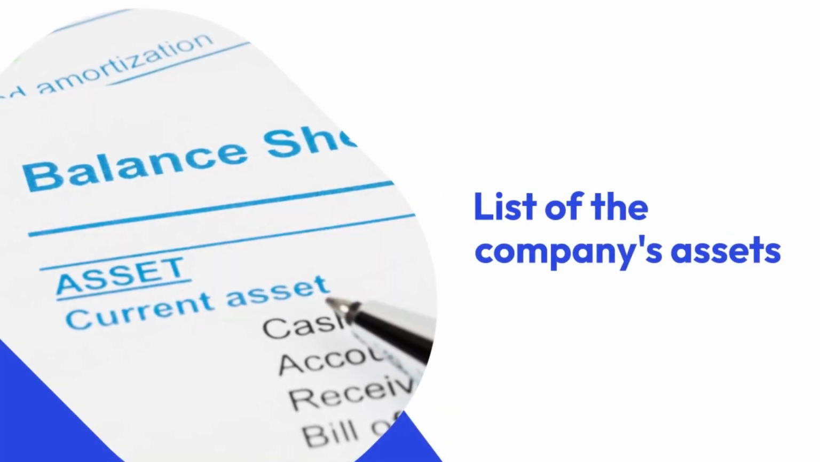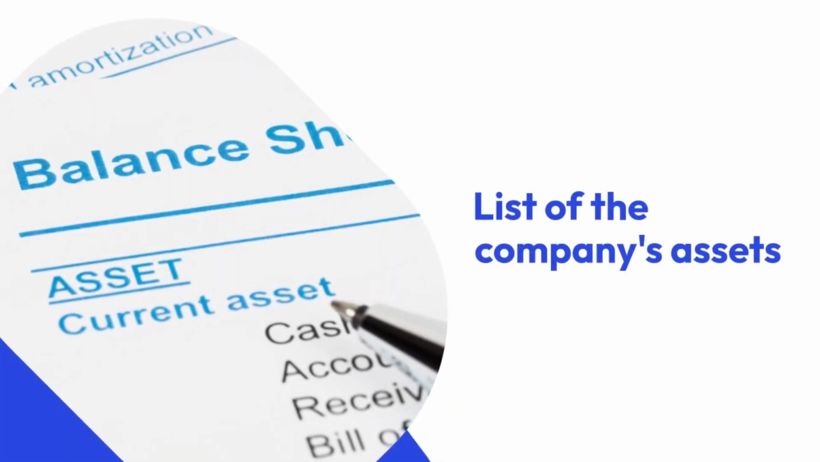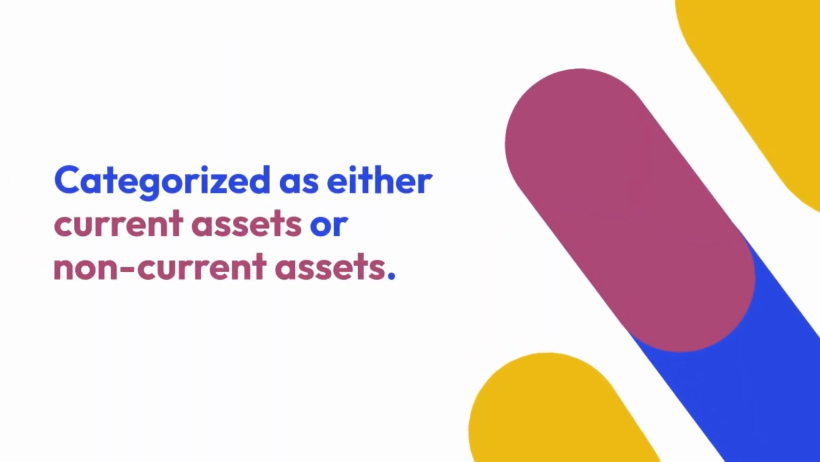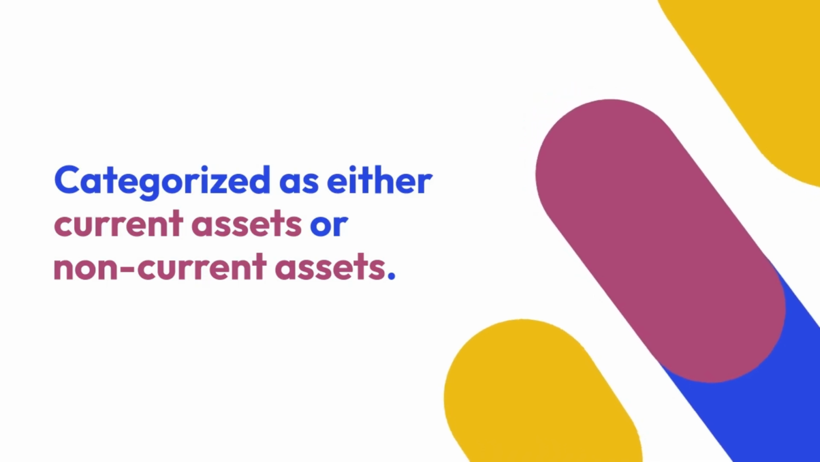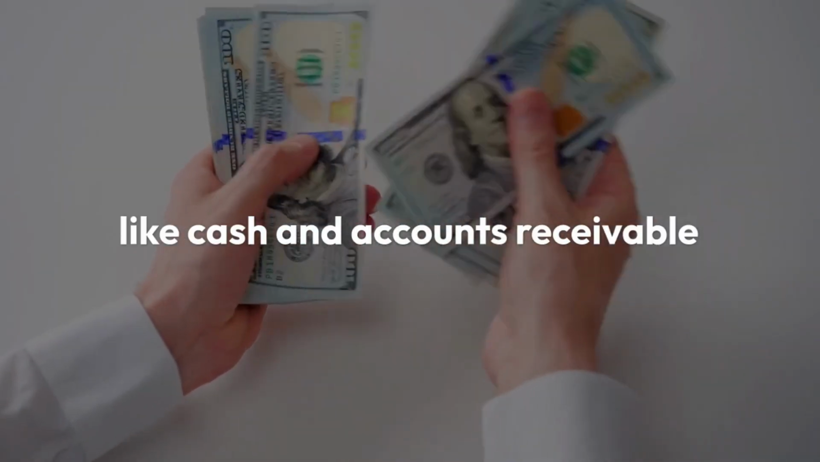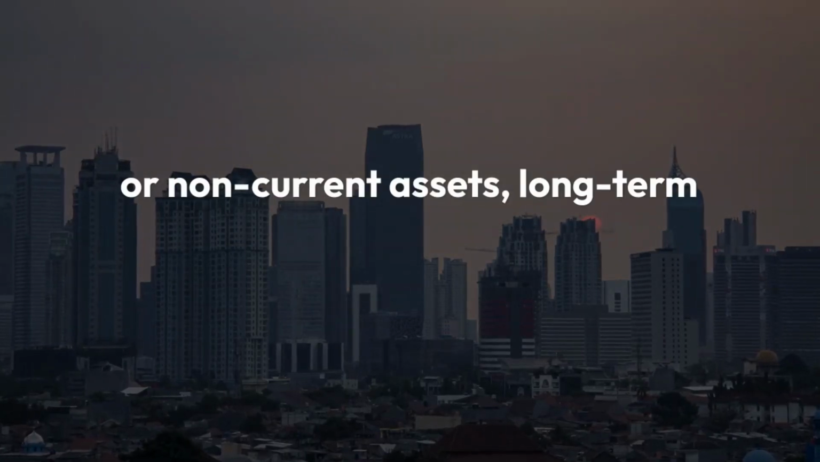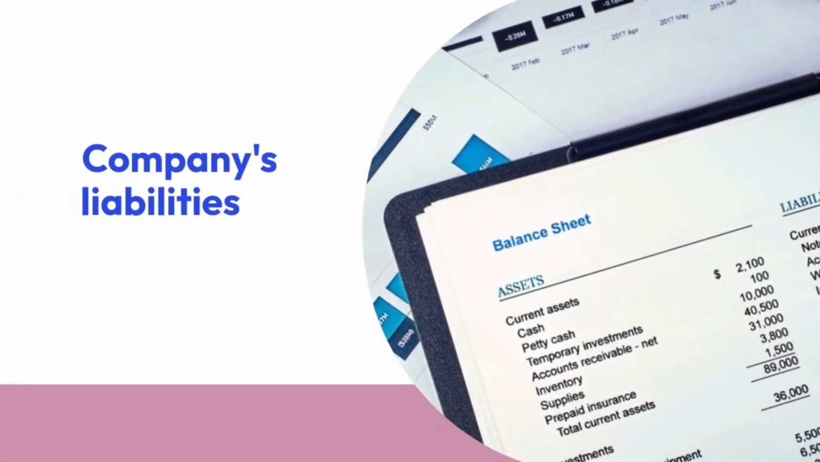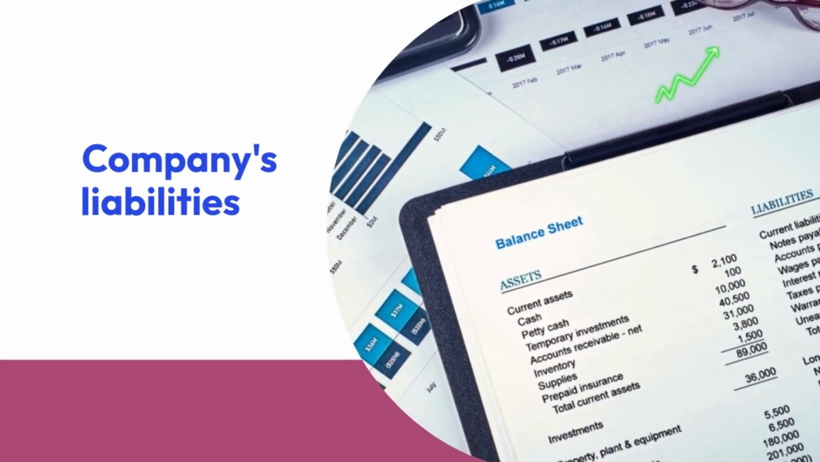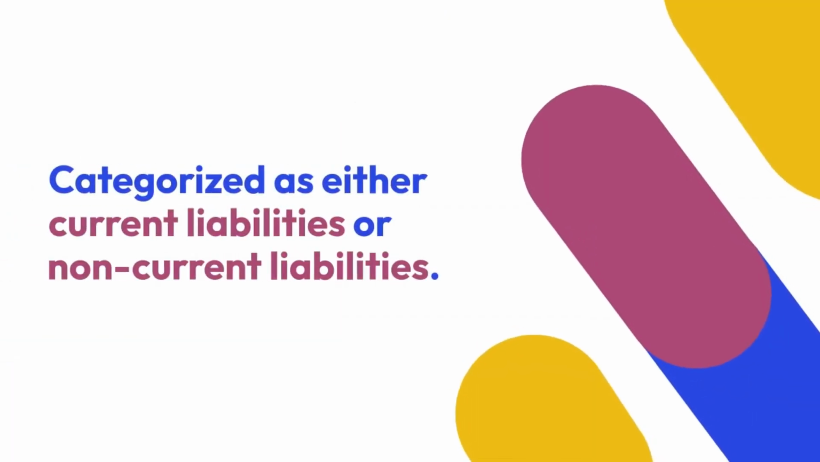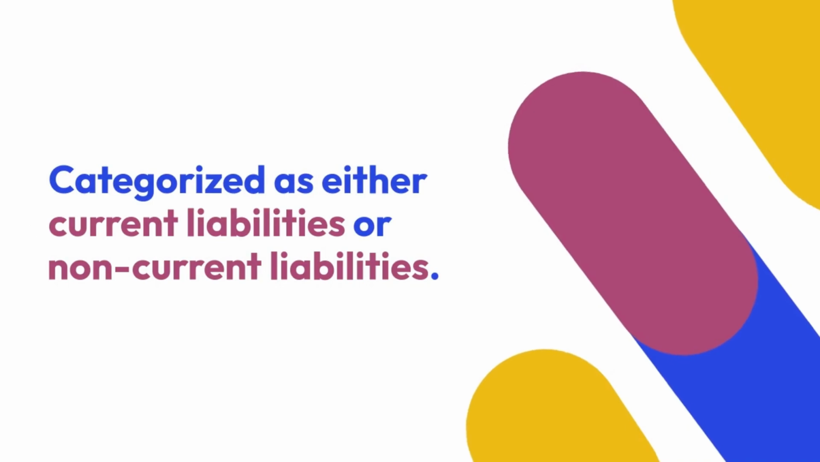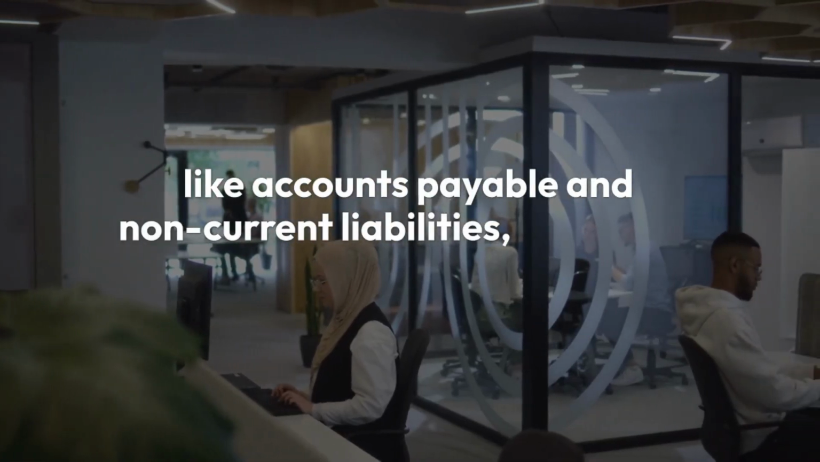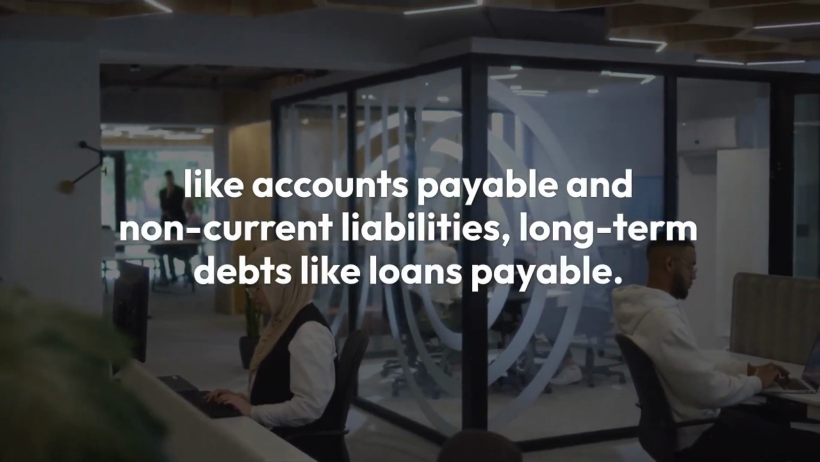On one side of the balance sheet, you'll find a list of the company's assets, categorized as either current assets, things that can be easily converted to cash within a year, like cash and accounts receivable, or non-current assets, long-term assets like property, plant, and equipment. On the other side, you'll see the company's liabilities, also categorized as current liabilities, obligations due within a year, like accounts payable, and non-current liabilities, long-term debts like loans payable.